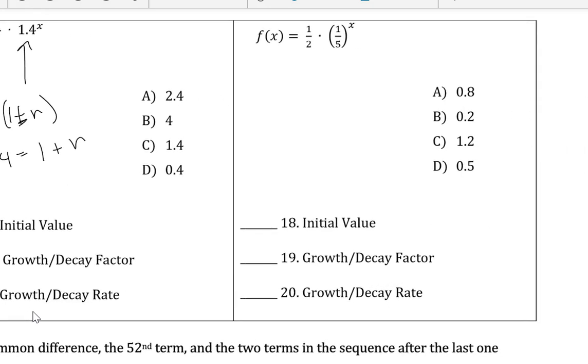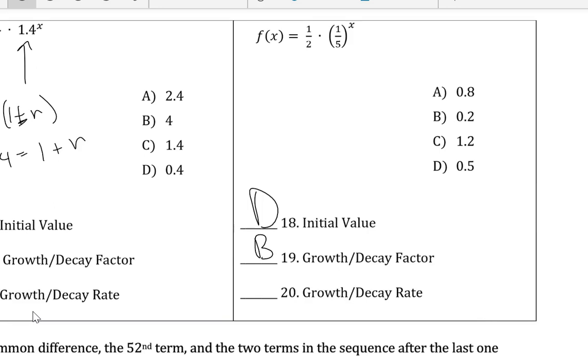Looking over here, initial value, that's what's out front. So we see we have fractions, decimal for multiple choice, so calculator, divide, I get 0.5 for my initial value, that 1/2, so it's D. Our factor, that's our base here, so 1/5, calculator, that would be 0.2.